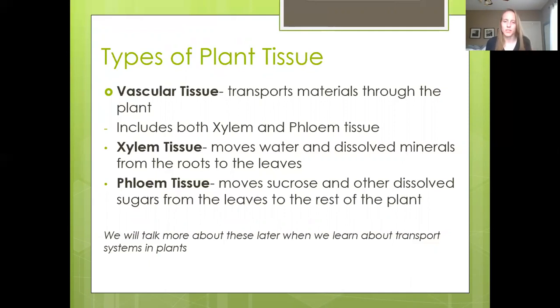And then the phloem tissue moves sucrose, which is a type of sugar, and other dissolved sugars from the leaves, where they are made during photosynthesis, down to the rest of the plant, where they can be stored and used for energy.